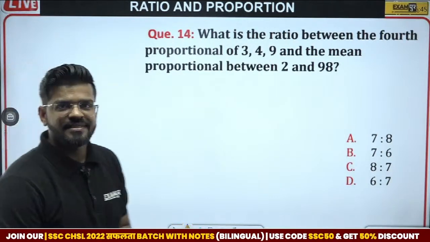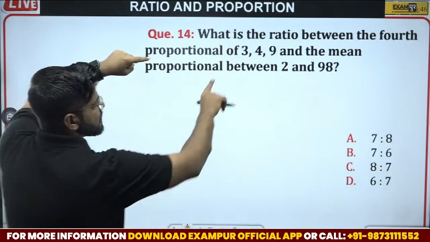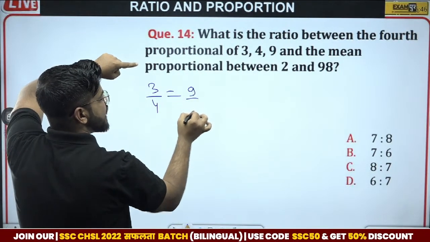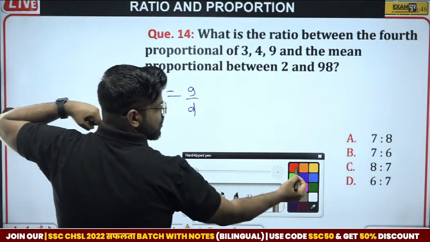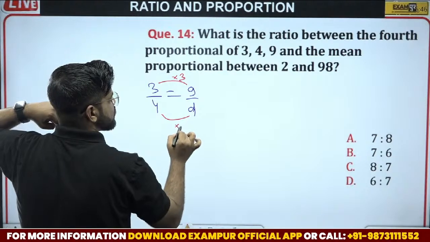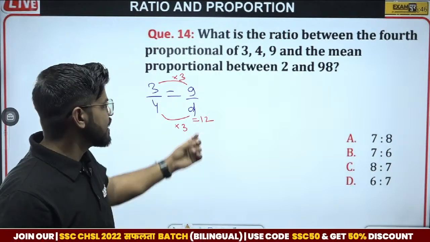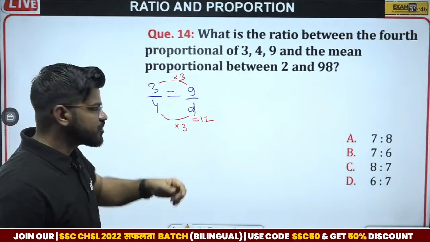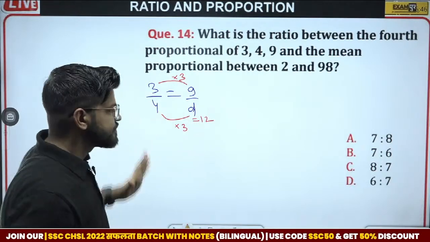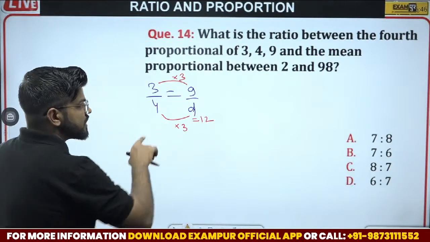We have another question. Just tell me the answer of this question. What is the fourth proportion of these numbers, right? 3 by 4 is equal to 9 by d. You can also do it like this. If it is 3 times of this, then it is also 3 times of this, which is nothing but 12. So this is how you can also calculate. In the previous question, we calculated vertically. You can also do that horizontally. So if this is 3 times, then this will also be 3 times.